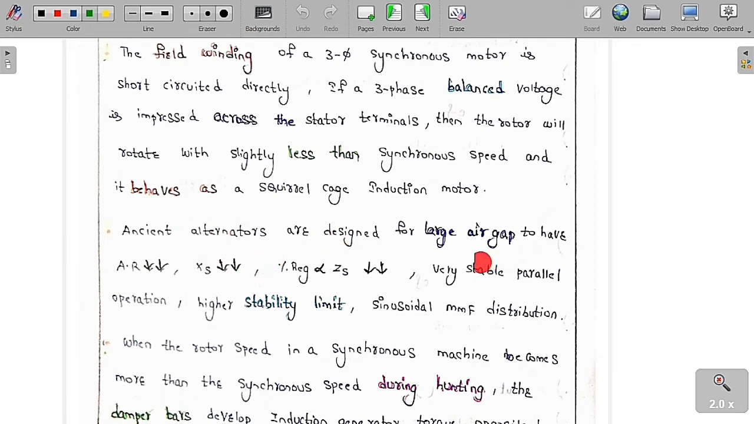Salient pole alternators are designed for a large air gap to have armature reaction decrease. So simply we can say that XS decreases, and therefore ZS decreases. But the voltage regulation is directly proportional to ZS, so it also gets decreased. So very stable parallel operation, a higher stability limit and a sensible MMF distribution are possible in the case of salient pole alternators.